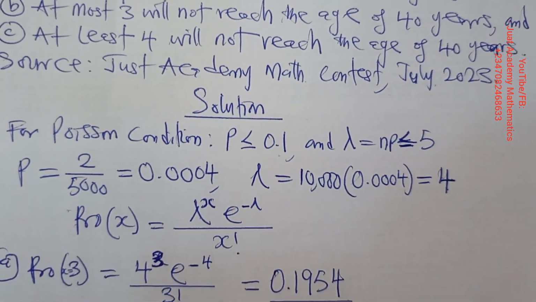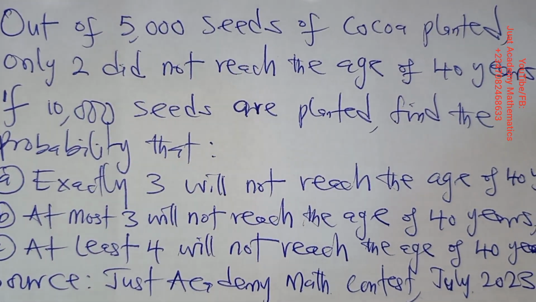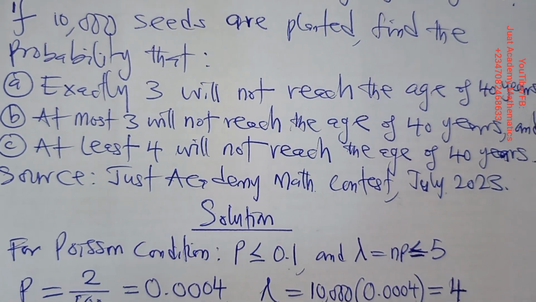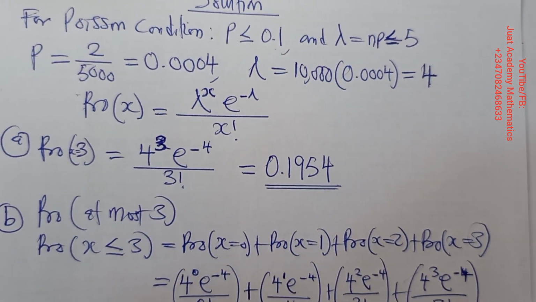So this is it. This is what we mean by Poisson probability distribution. It's just a simple thing, just for you to know how to operate it, and then that will be all. So make sure you watch it over and over again so that you will master it.